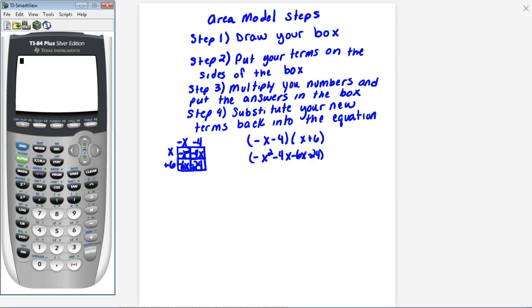I know that's part of the other steps, but let's just do this to make sure we know how. It's going to be negative x squared. There's no other x squareds. And then I have minus 4x and minus 6x. I have minus 10x altogether, and then minus 24. So this is the same as this.